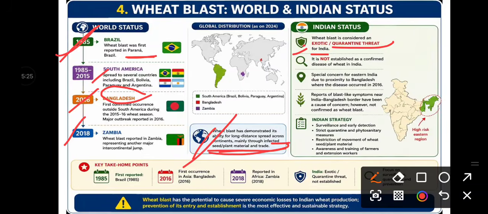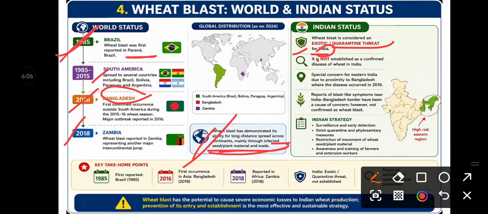For India, wheat blast is considered an exotic quarantine threat. It is not established as a confirmed disease of wheat in India. Special concern for Eastern India due to proximity to Bangladesh, where the disease occurred in 2016. The reports of blast-like symptoms near the India-Bangladesh border have been a cause of concern, however not confirmed as blast. So it was in general not reported in India. It is an exotic disease or quarantine threat for India.